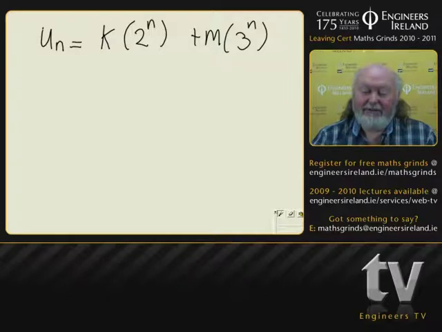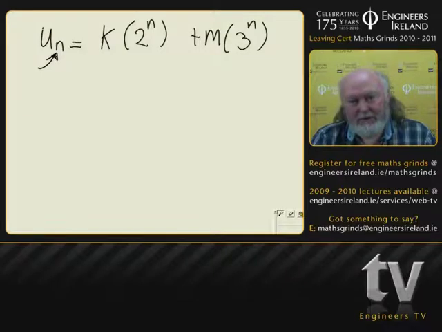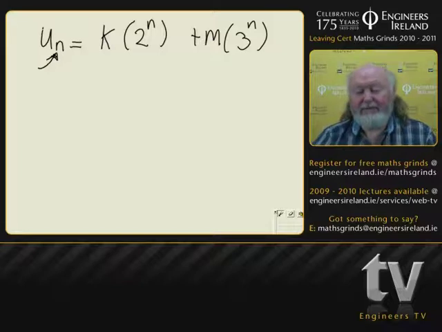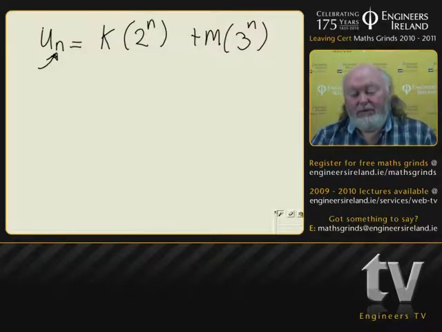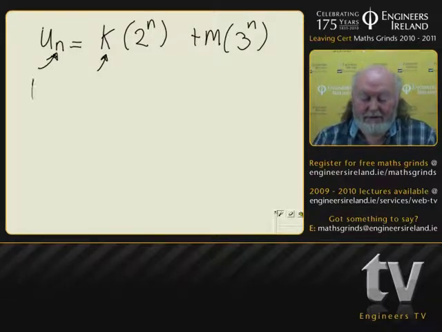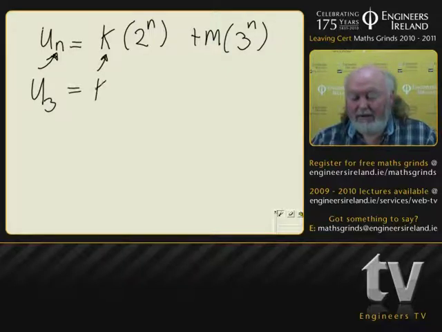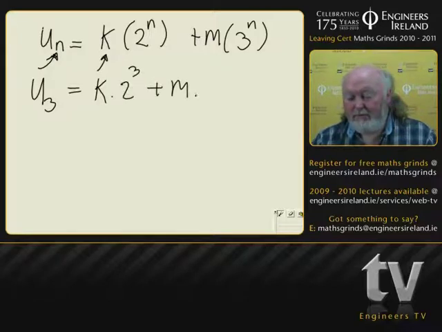Now what we're saying is our nth one here, that could be our 5th one, it could be our 7th one, it could be our 9th one, or our millionth one. We're saying it's going to be some number, which we've just called k now, and it gets multiplied by 2 brought to this power of n. So for example, u3 will be equal to k by 2 cubed plus m by 3 cubed.